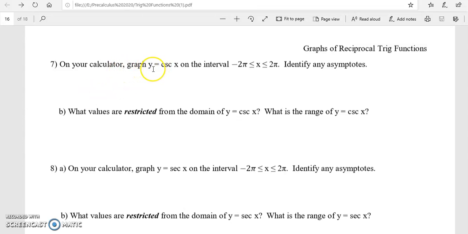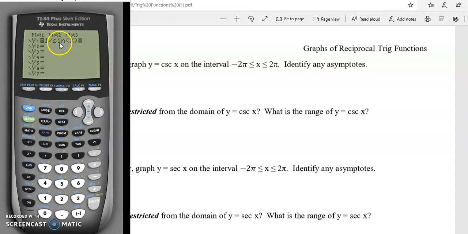So in number 7, we're going to graph y equals cosecant of x on the interval negative 2 pi to positive 2 pi. And remember that cosecant of x, when you go to your calculator, is just the reciprocal of sine of x. So we're going to graph 1 over sine of x. Unfortunately, we don't have a button for reciprocal trig. So we're going to graph it from negative 2 pi to positive 2 pi.